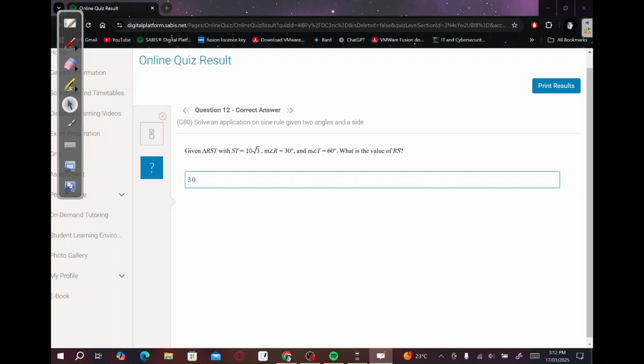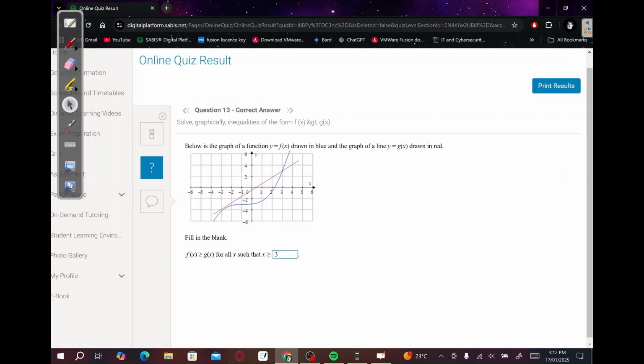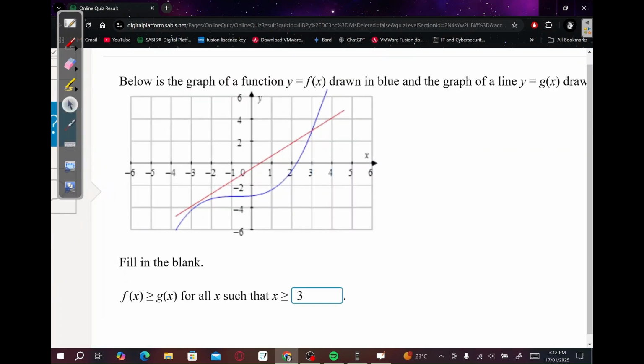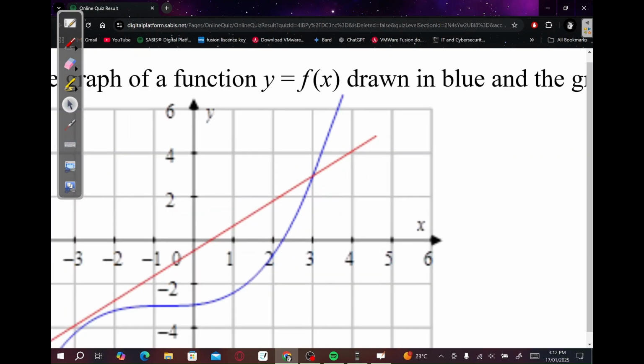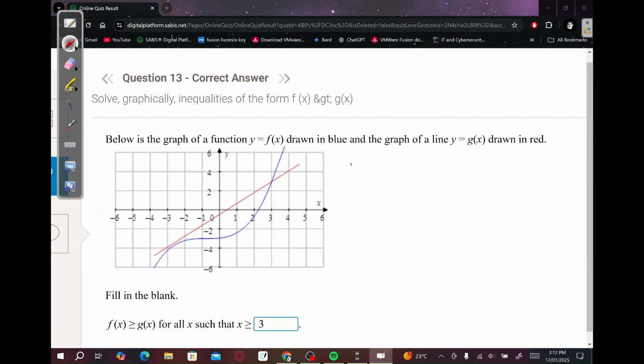Perfect. Okay, question 13. Below is the graph of a function y equals f of x drawn in blue, and the graph of y equals g of x drawn in red. F of x is greater than g of x for all points such that x is greater than 3. Okay, you just have to know where these two graphs intersect, because they want where f of x is greater than or equal to g of x.